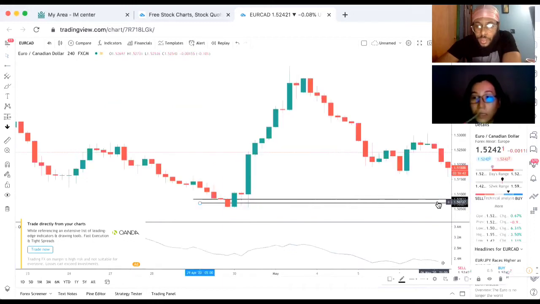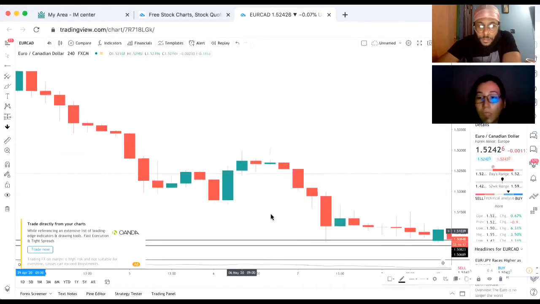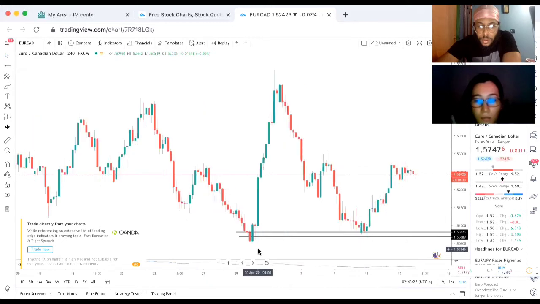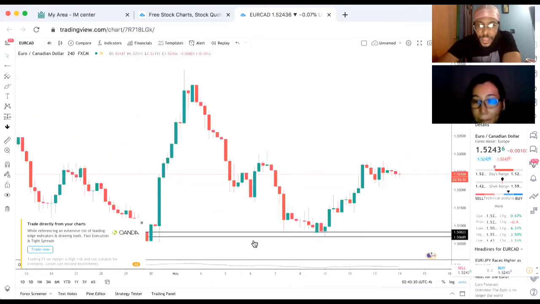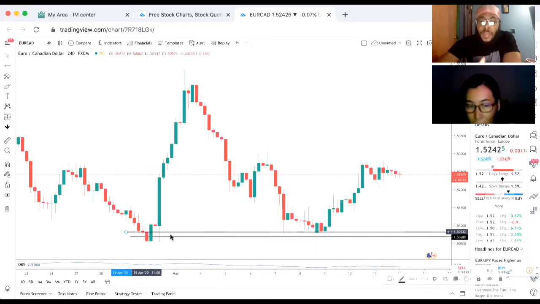If I zoom in, look at how well it reacted. It just went boom, and then it went up, and then it tapped, and this one even tapped both of them and then went up. So you could have two entries off the point of interest. Your first entry is going to be the beginning of it, and then your second entry is going to be the middle of it.